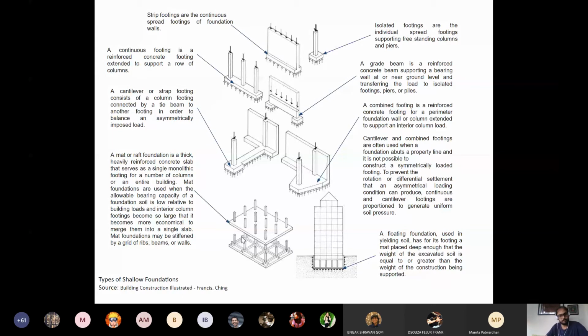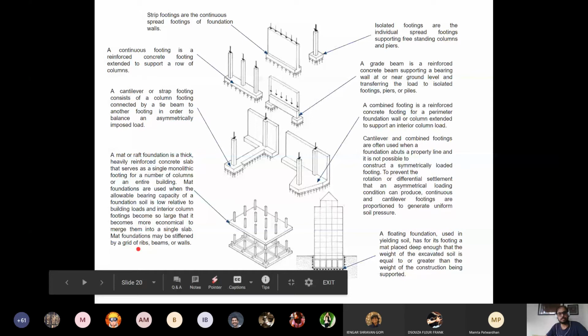Mat foundations may be stiffened by using ribs, beams, or walls. I can actually stiffen them by building RCC walls in between. I can stiffen the entire mat like this. You see this?